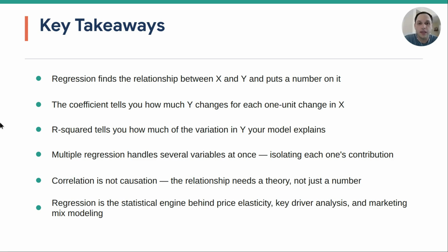Multiple regression handles several variables at once and isolates each one's contribution by holding the others constant, far more powerful than one variable at a time. Correlation is not causation. Regression gives you evidence of a relationship, not proof of a cause. You need theory and ideally experimentation to make that leap. And regression is the statistical engine running behind price elasticity, key driver analysis, marketing mix modeling, and more. Understanding it makes all of those tools make more sense.